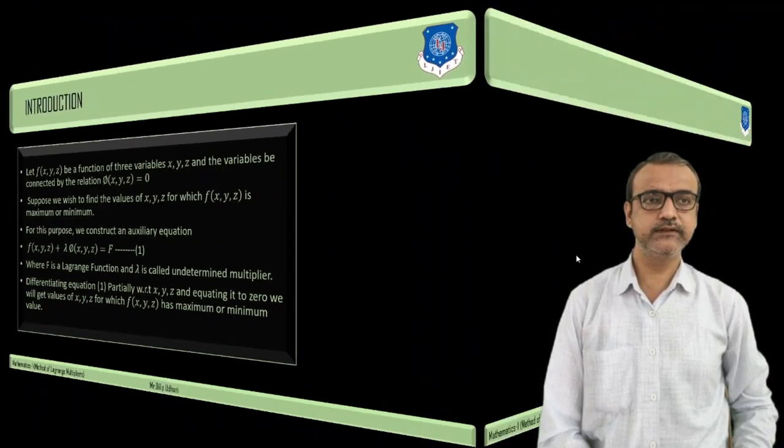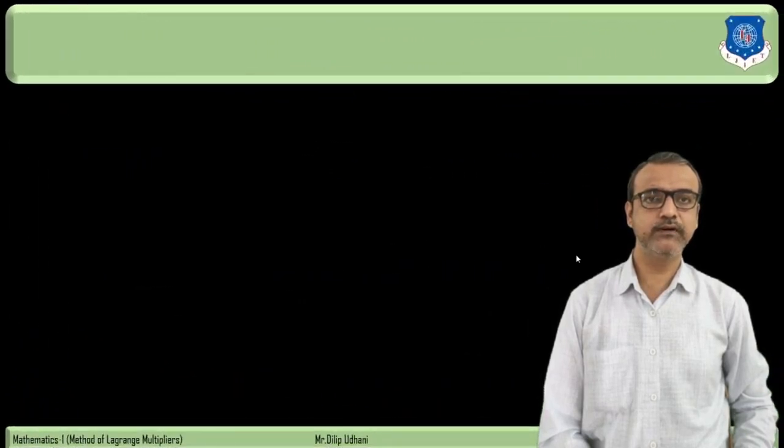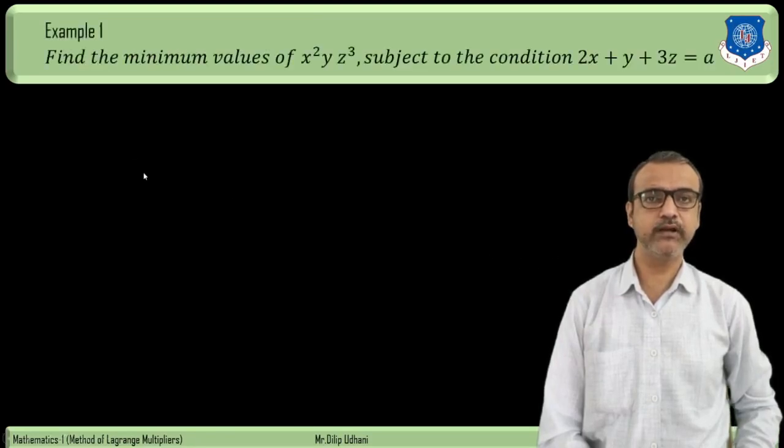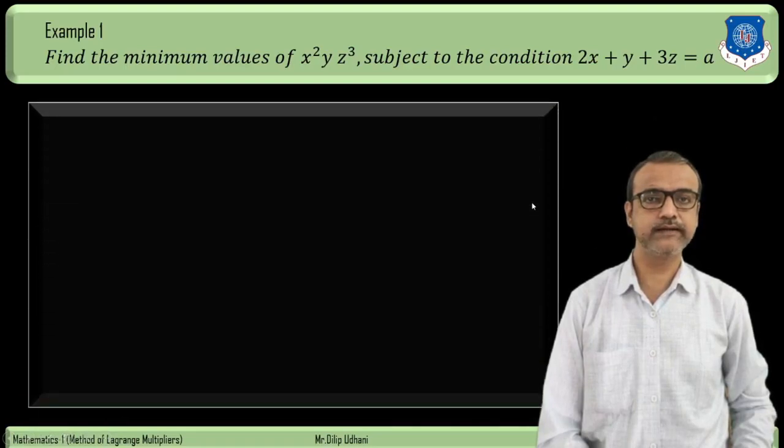Now we will see an example related to this topic. Example number 1 is find the minimum values of x square y z cube subject to the condition 2x plus y plus 3z equals to a. And here is the solution.